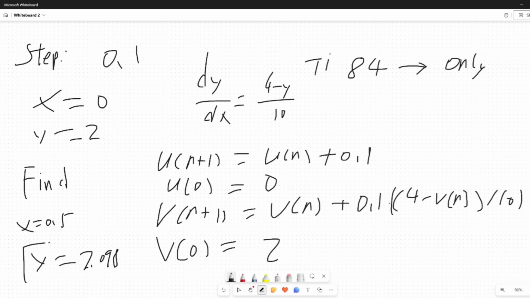0.098. Let me double check with the mark scheme real quick to see if this is correct or not. 2.098. Yep, got it. Alrighty. Right, now we solve this differential equation to show that y equals 4 minus 2e to the power of negative x over 10. And we started with this equation once again.